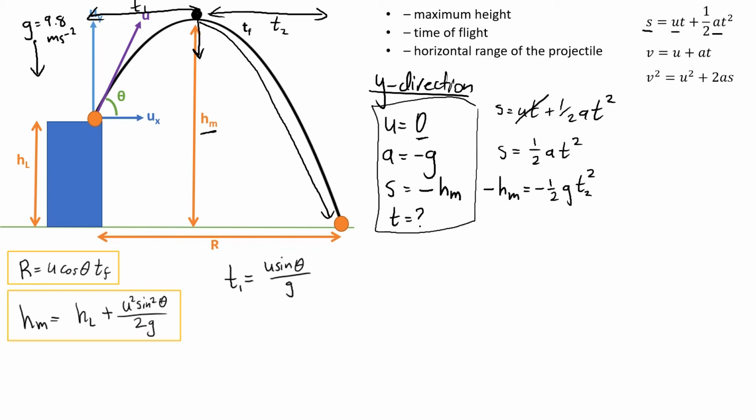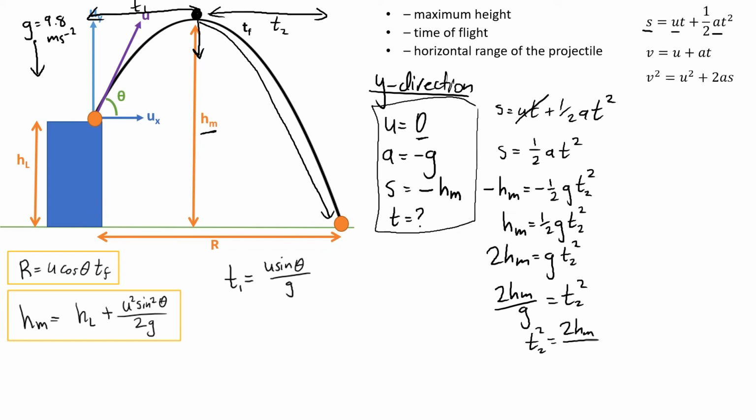Now it's just a matter of rearranging, right? Let's first of all make both sides positive, so we're timesing both sides by negative 1. That's going to give you a half gt squared. Times everything by 2, divided by g. Now I'm just going to flip this around and now take the square root. And that's our expression for t2.